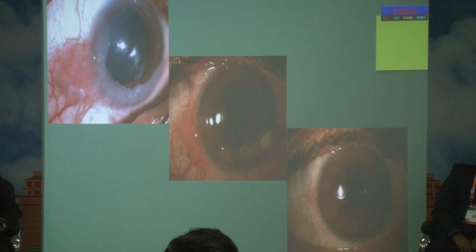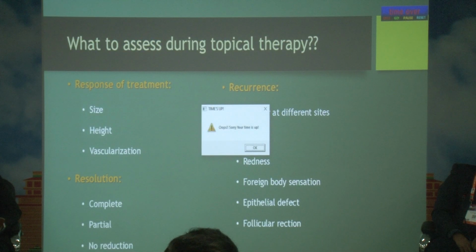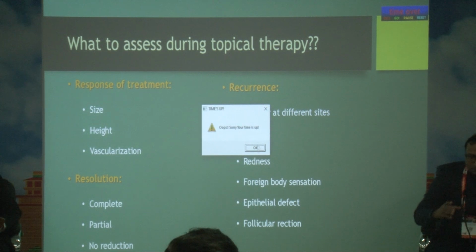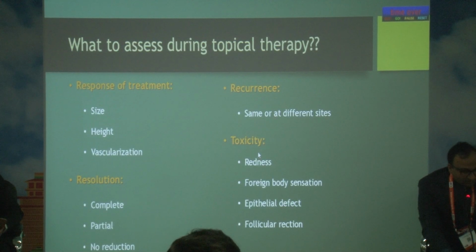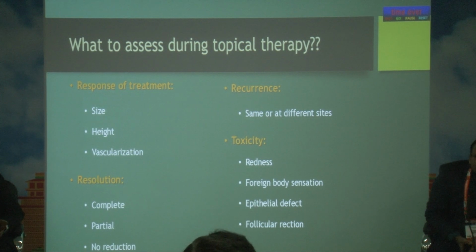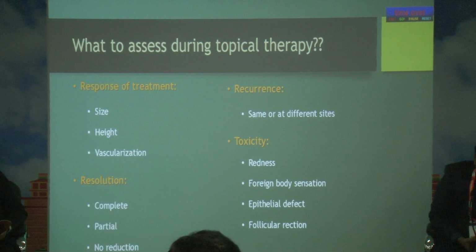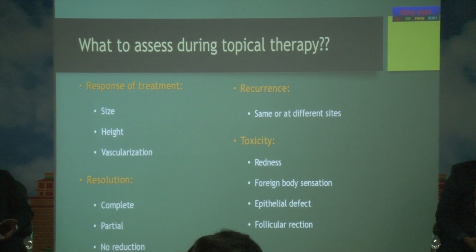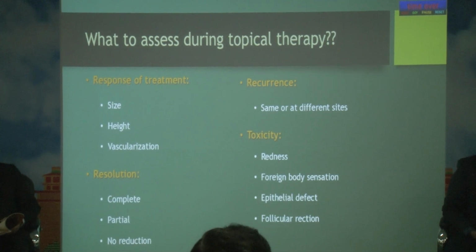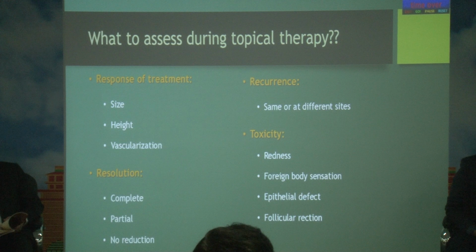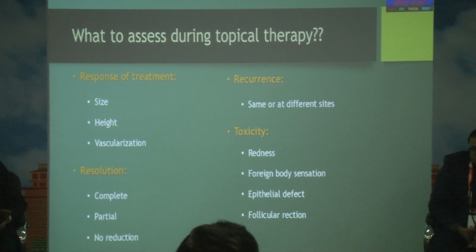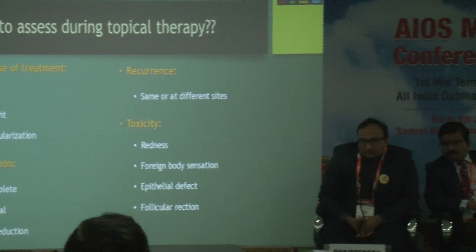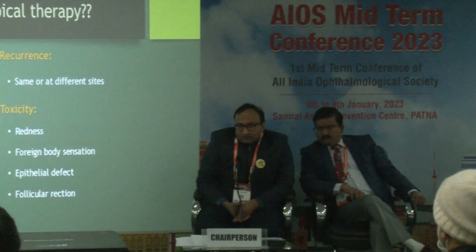These are a few pictures which responded very well to topical therapy. Now during topical therapy we need to assess a few important things during the course of treatment, and it's very important to see whether the tumor is responding to your treatment or not. If there is any change in the size, regression in the height, or regression in the vascularization, then continue the therapy. Otherwise stop the therapy and plan for surgical management. You can have complete resolution, partial resolution, or there may not be any reduction. Recurrence may be present at the same site or a different site after completion of therapy, and depending upon the drug you can find ocular reactions, and you have to choose your drug accordingly.